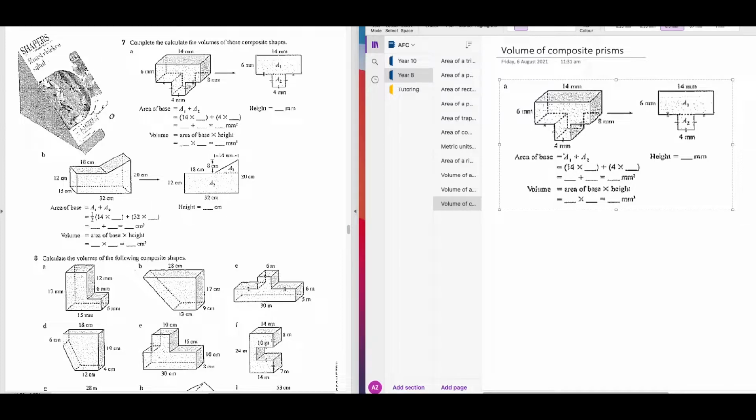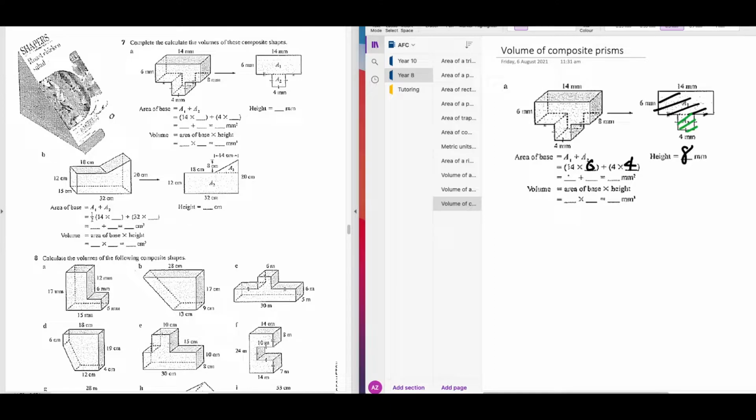So the area of the base is A1 plus A2. A1 is this shape here. How do we get its area? We just find the area of a rectangle, 14 times 6. The second one, A2, is this area here. That's just a square, so we do 4 times 4 to get its area. And the height of the prism is 8 millimeters.